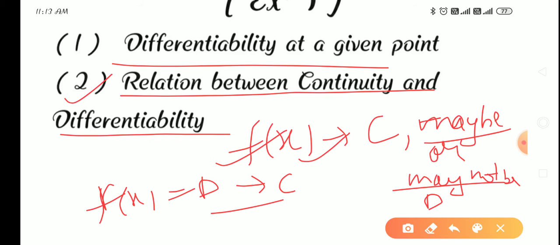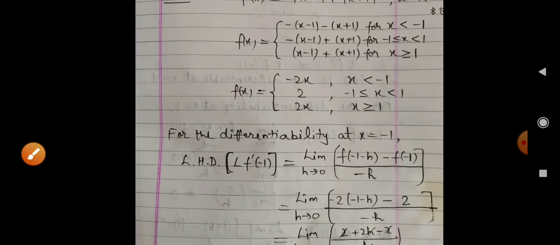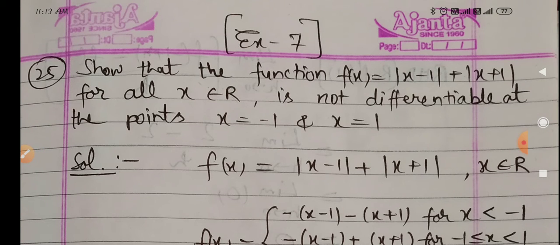So the first point we are going to study. There are 4 questions in your book. Only 4: 24, 25, 26, 27. Out of the 4 questions, 2 questions I am explaining. You can see here, Exercise 7, question 25 I am taking. A difficult question I have taken.